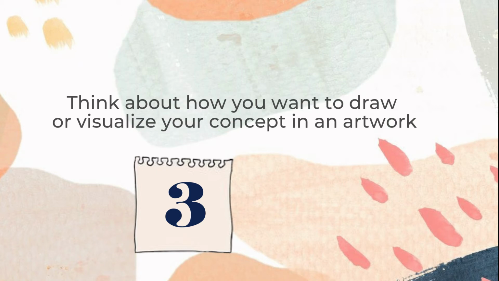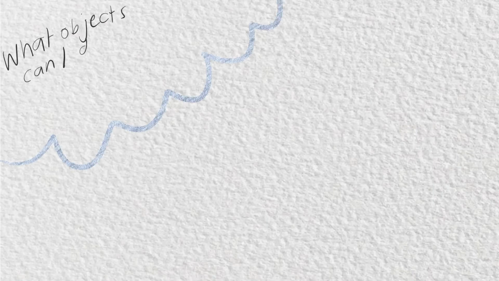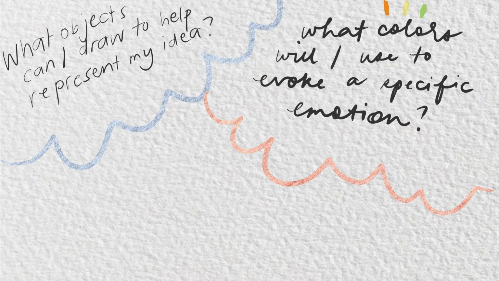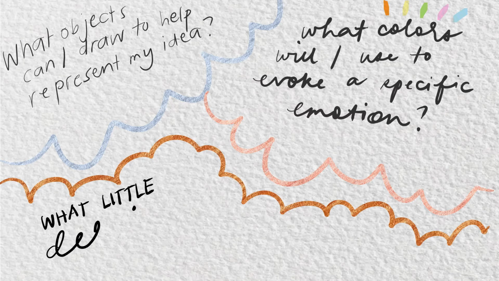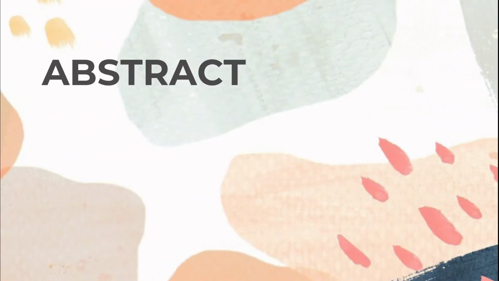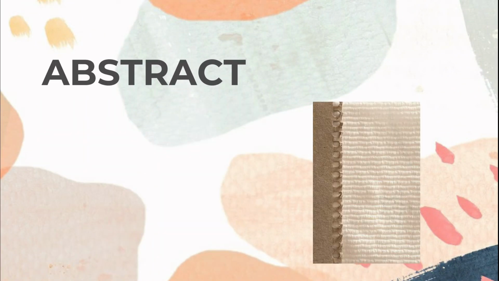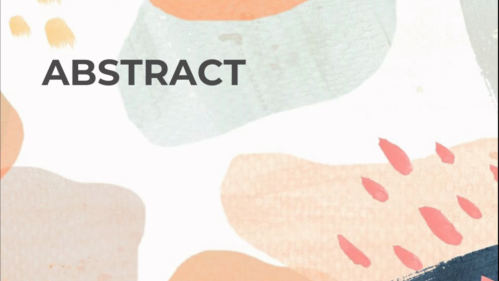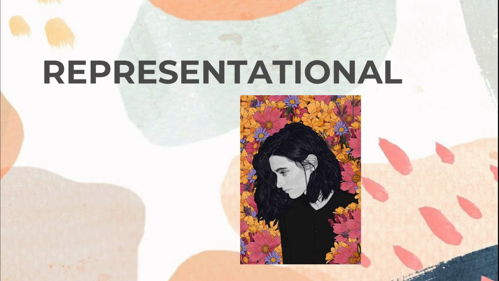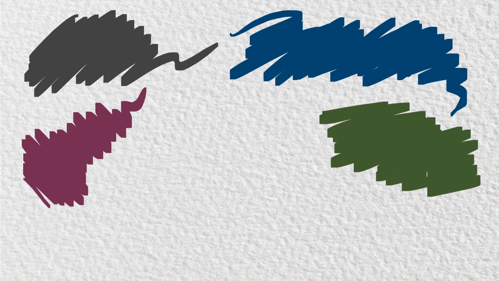Some important questions to ask yourself as the artist: what objects can I draw to help represent my idea? What colors will I use to evoke a specific emotion? What little details can I add to emphasize the message? Conceptual art can be more abstract, focusing more on colors, patterns, textures to represent emotions and ideas, or they can be more representational, using concrete objects and people. It's similar to analyzing how different colors can evoke different emotions: dark colors for anxiety, anger, discomfort, light colors for peace and happiness.